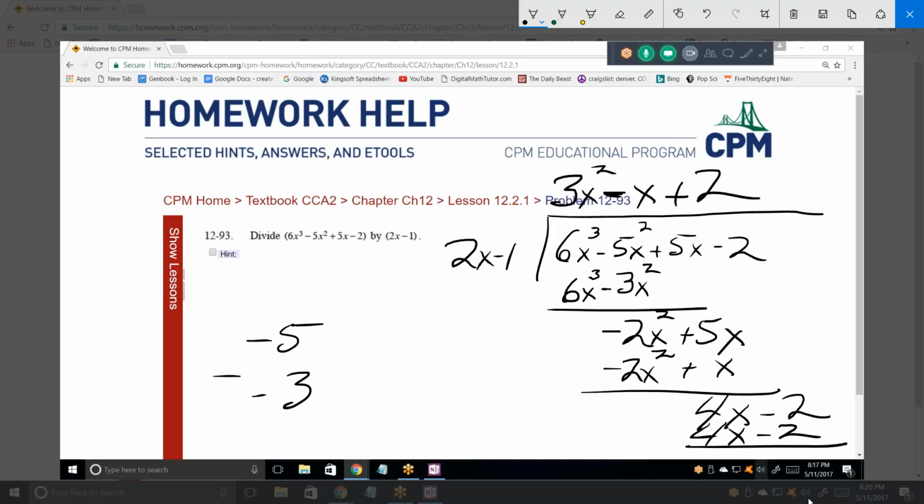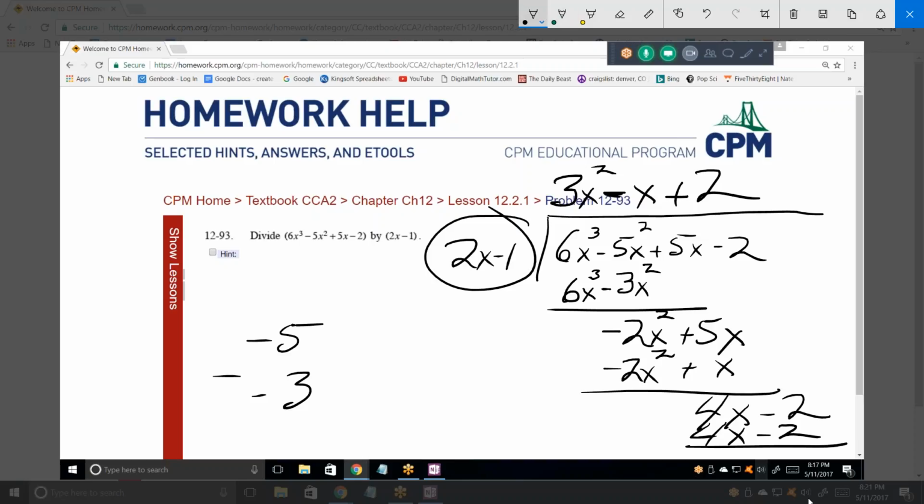which is key. There's actually a zero remainder theorem that says that if 2x minus 1 is truly a factor of this polynomial, then when I divide it, I will have a zero remainder. If I do not get a zero remainder, then 2x minus 1 is not a factor of that.